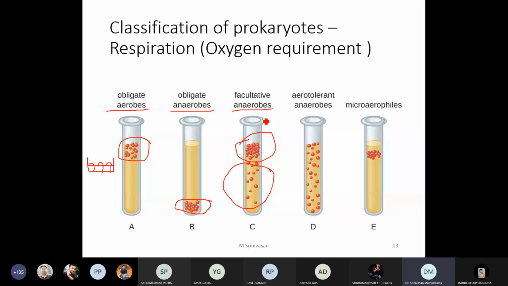So this is called facultative anaerobes. And here, this one is aerotolerant. Once again, with facultative anaerobes, why are some growing so much faster in the upper area and growing slower in the bottom area? Because they require oxygen for growth, but in the absence of oxygen, they will tolerate it. So the growth rate will be reduced.